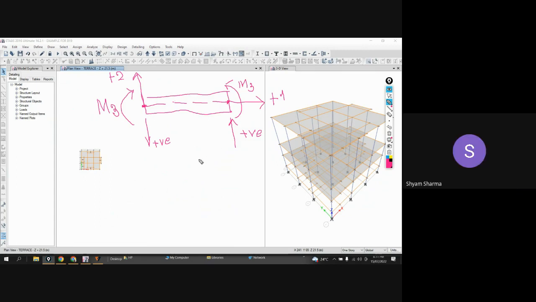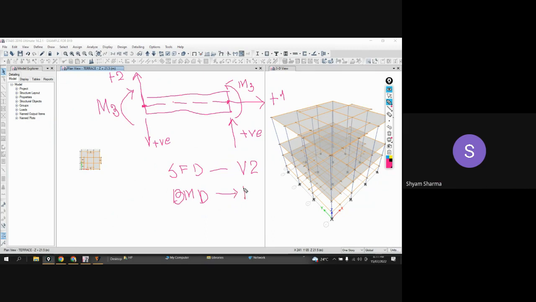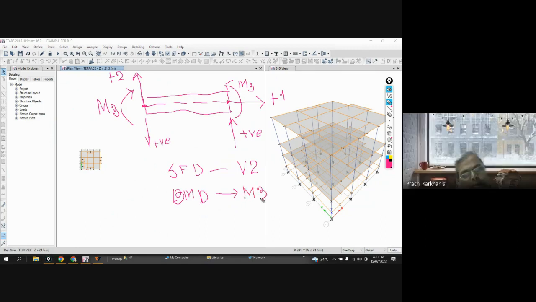Clear? So if I want to see the shear force diagram, I will have to select V2. And if I want to see the bending moment diagram, I will have to select M3. Clear? So this is for major shear and major bending. Clear?